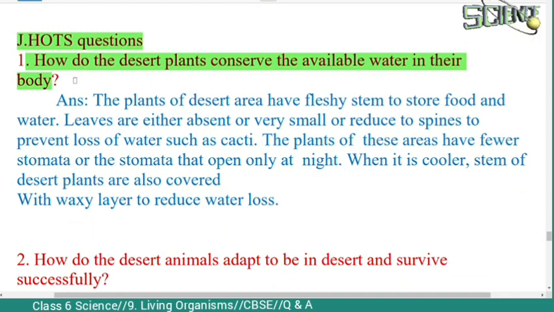The plants of desert areas have fleshy stems to store food and water. Leaves are either absent or very small or reduced to spines to prevent loss of water, such as cacti. The plants of these areas have fewer stomata, or stomata that open only at night when it is cooler. Stems of desert plants are also covered with a waxy layer to reduce water loss.